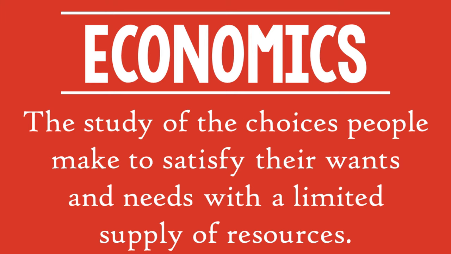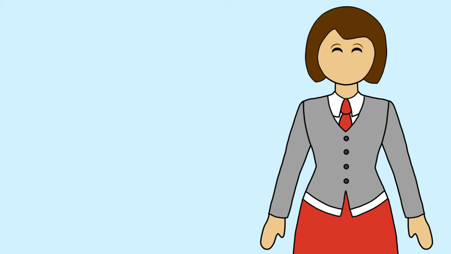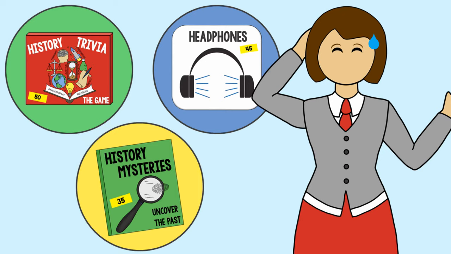In a basic sense, economics involves the study of the choices people make to satisfy their wants and needs, with a limited supply of resources. People's needs and wants are unlimited. In this case, I want to buy all three products, but I only have enough money to buy one. I have unlimited wants, but a limited quantity of money.